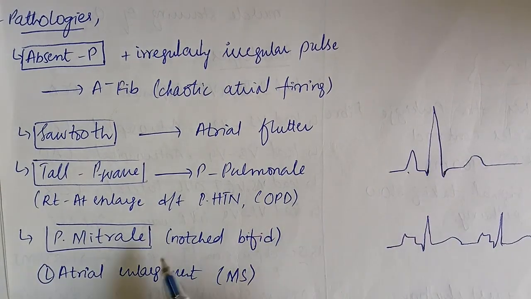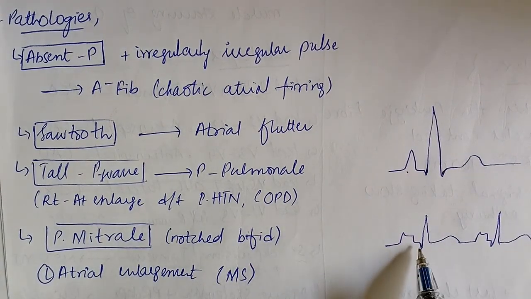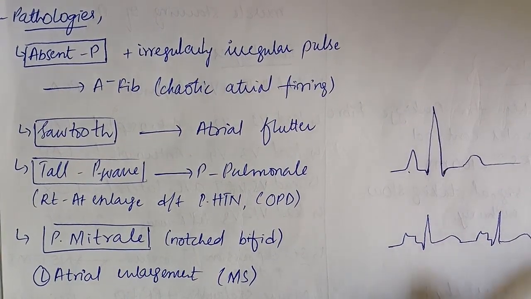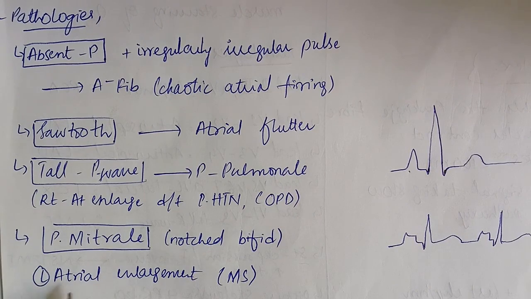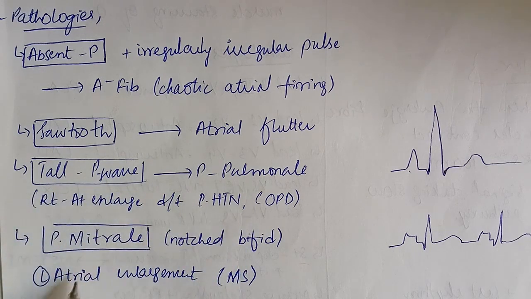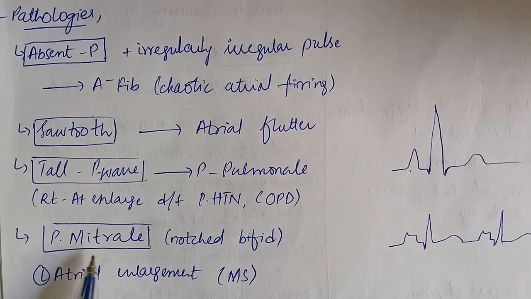On the other hand, we have the P mitral. P mitral is a notched and bifid kind of P wave, and it signifies left atrial enlargement, which is seen in mitral stenosis. So in right atrial enlargement, we see a tall P wave, that is P pulmonale, and in left atrial enlargement, we see P mitral.